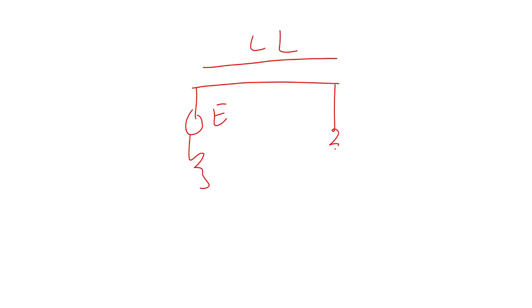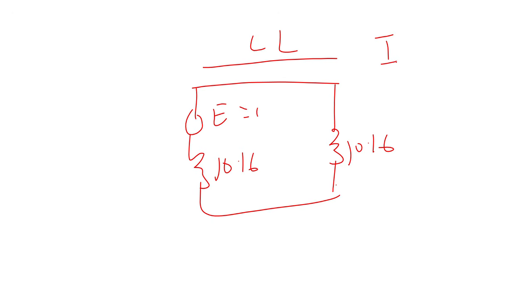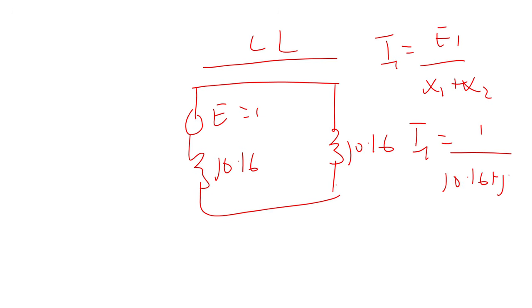So if it's a line to line fault, I need only the PPS connected together with the NPS like this. So I need here j0.16, here j0.16, this is 1, and my I1 will end up being E1 over x1 plus x2. So I1 will basically be 1 over j0.16 plus j0.16, and I1 will be minus j0.3125.